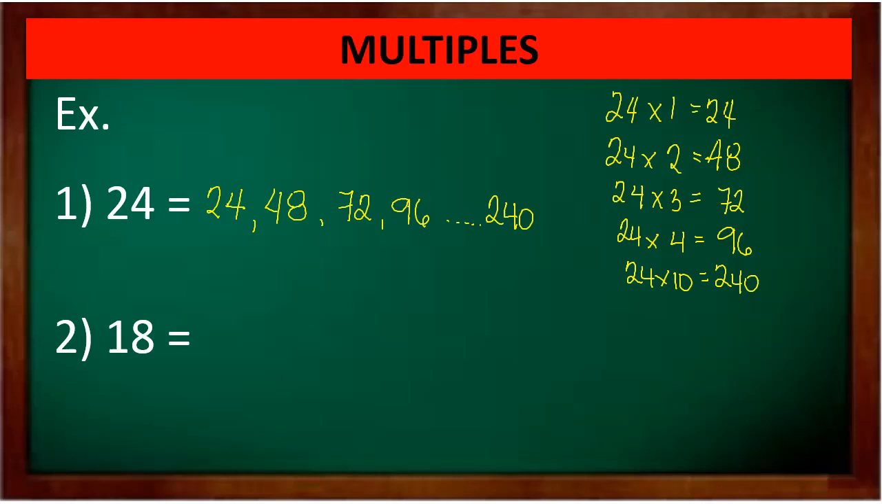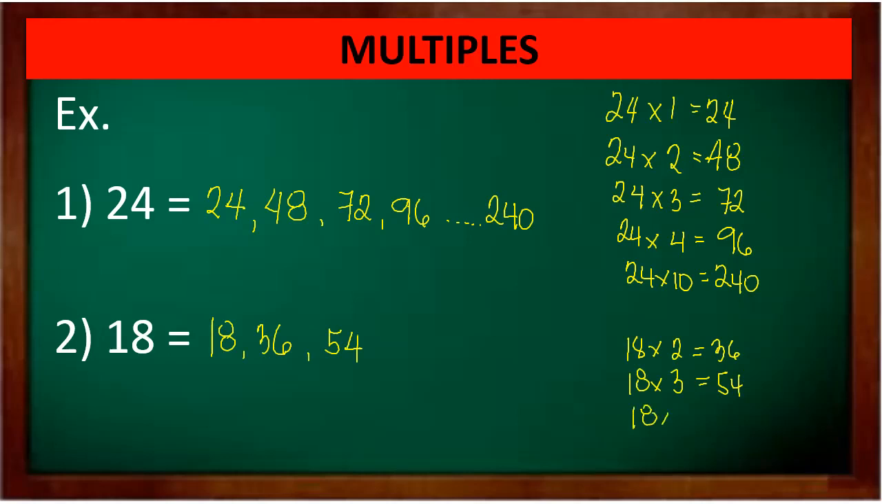So let's try and check the multiples of 18. So 18 times 1, automatic tayo. 18 times 1 is equal to 18. So 18 times 2 is equal to 36. So 36 is a multiple of 18. Merong dalawang 18 sa 36. Then we have 18 times 3. That is 54. So 54 is also a multiple of 18 because there are 3 18s sa 54.